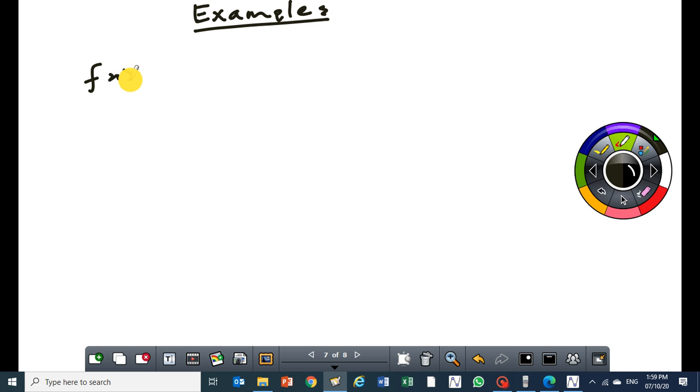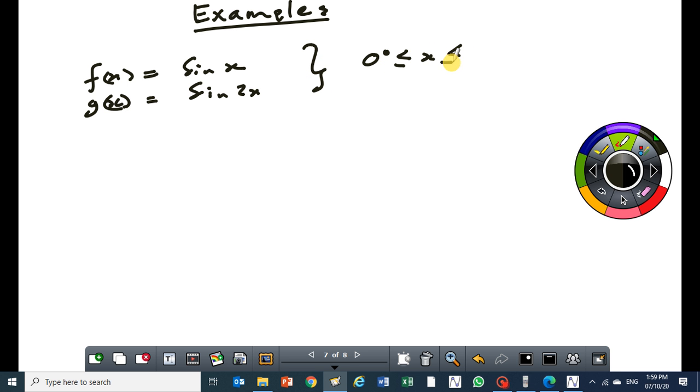F of x equal to sine x and g of x equal to sine 2x. We are sketching both between 0 degrees and 360 degrees. Okay?